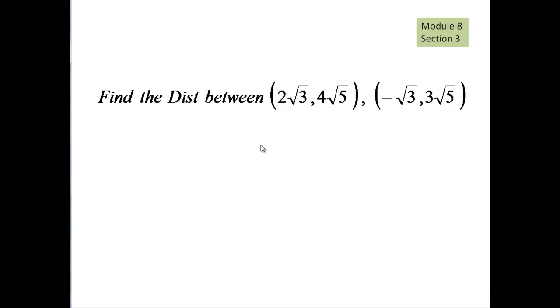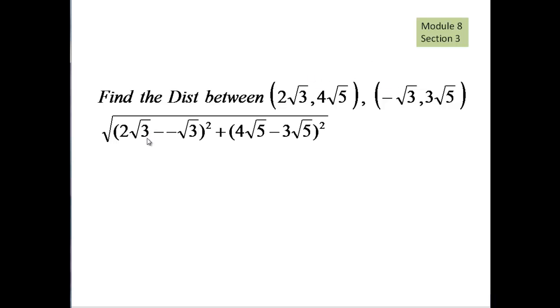Okay, suppose you want to find the distance between 2 square root of 3, 4 square root of 5, and negative square root of 3, 3 square root of 5. You can take these numbers, and we take our x numbers and subtract those. I took the 2 square root of 3 and subtracted the negative square root of 3. Squared that. 4 square root of 5, subtracted 3 square root of 5.